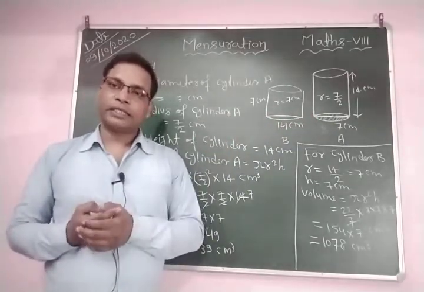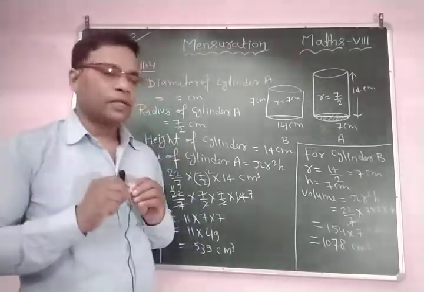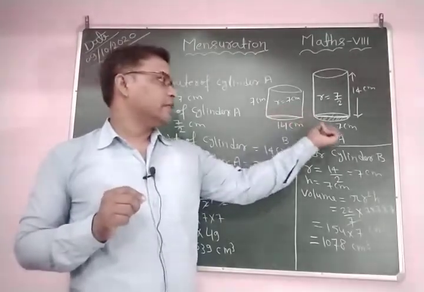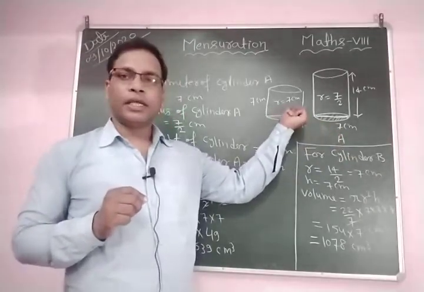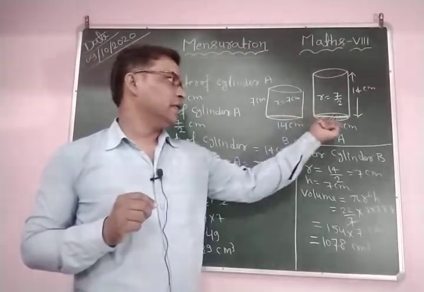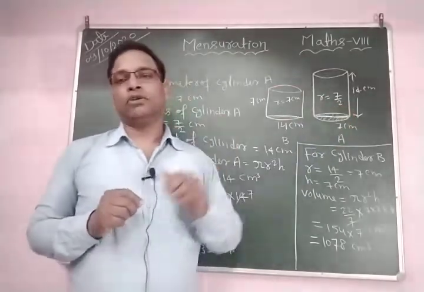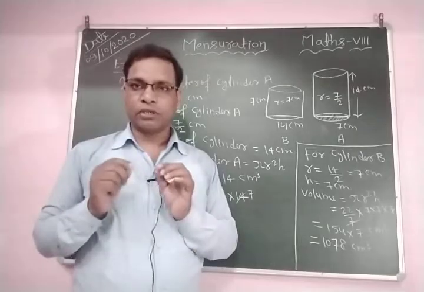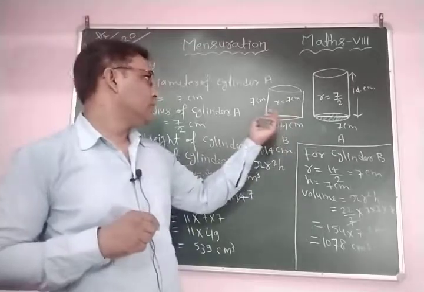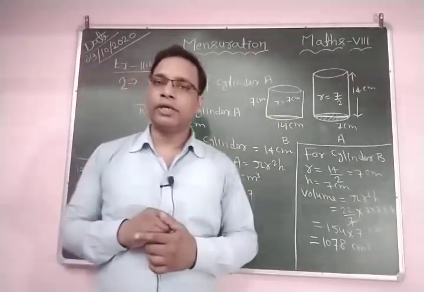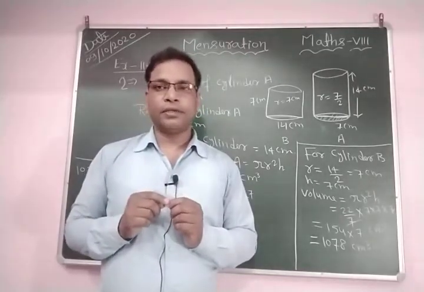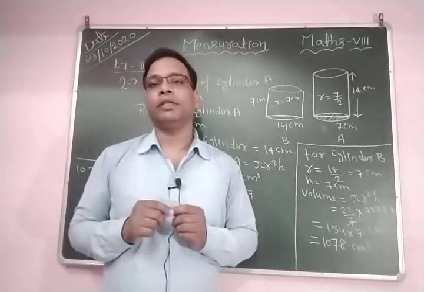Without calculation you can see which volume is greater. In this case the radius of cylinder B is greater than cylinder A, because here you can see the radius of cylinder B is 7 centimeters and the radius of cylinder A is 7 by 2 centimeters, it means 3.5 centimeters. So 7 is greater than 3.5. The formula of cylinder is pi r square h, so here the radius is squared, two times. So you can say the volume of cylinder B is greater than the volume of cylinder A.